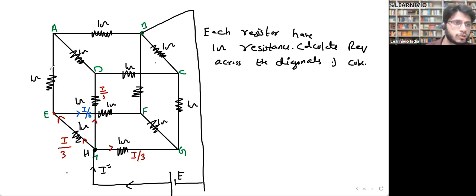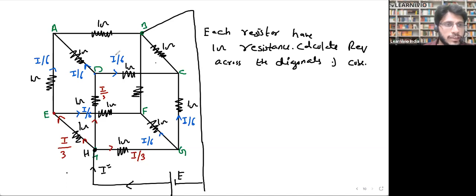And this will also be I by 6. Similarly here, I by 3 is coming, it will also divide into 2 equal parts. One is I by 6, another is I by 6 again. Similarly, when I by 3 is coming here, it will divide into 2 equal parts. One is I by 6, another is I by 6 here.